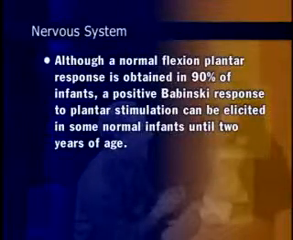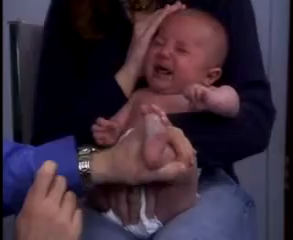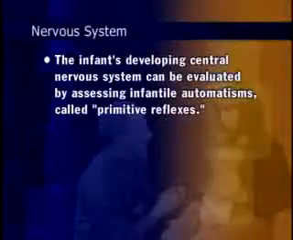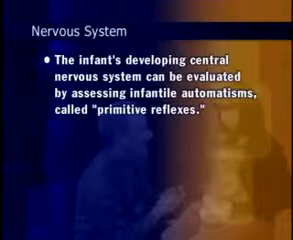Although a normal flexion plantar response is obtained in 90% of infants, a positive Babinski response to plantar stimulation, that is, dorsiflexion of the big toe and fanning of the other toes, can be elicited in some normal infants until 2 years of age. The infant's developing central nervous system can be evaluated by assessing infantile automatisms, called primitive reflexes. These develop during gestation, are generally demonstrable at birth, and disappear at defined ages.